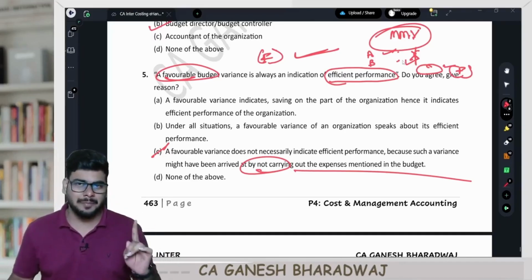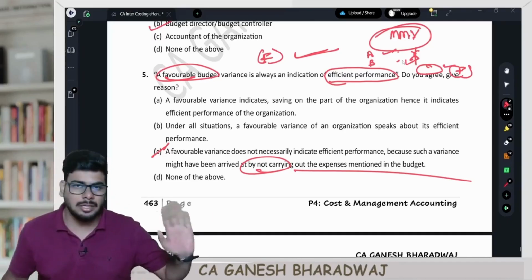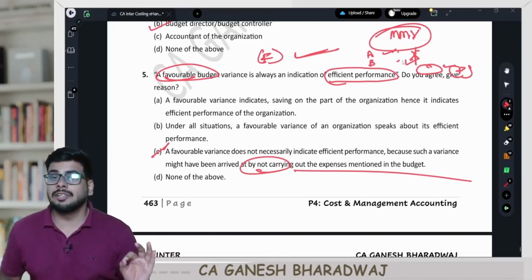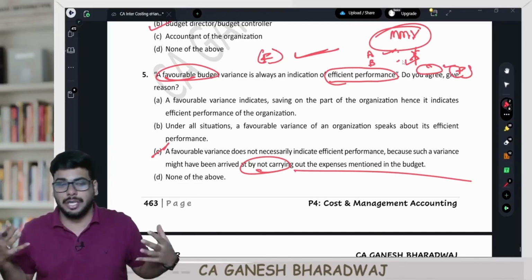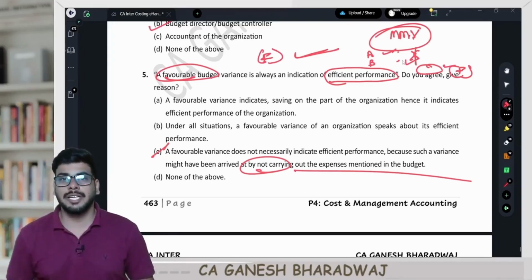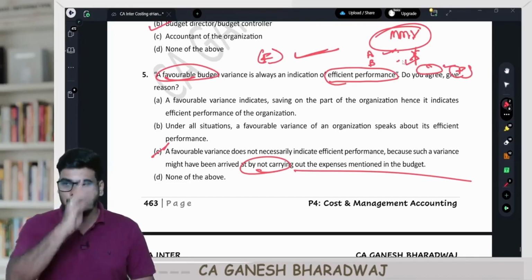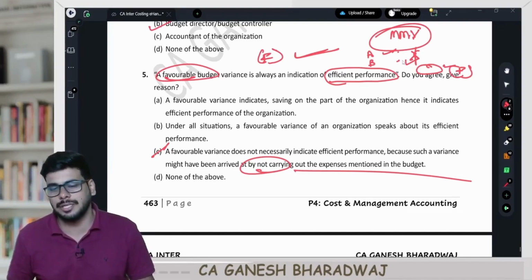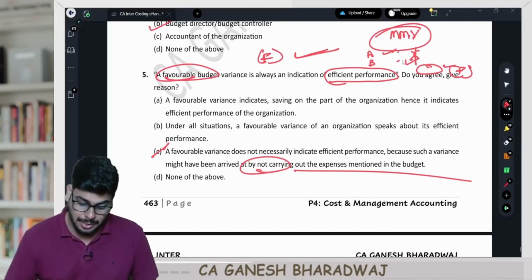So always remember, favorable variance is not directly linked to efficiency. Yes, at times it could be, but at times it also means that, so don't think that's a huge favorable variance. Financially, it could be so, but there could be a compromise on your quality. A favorable variance should not be arrived at by compromising your quality. You should retain the quality and still achieve a favorable variance. That is the good standard. Clear with this, guys? Right? So C is the right answer.